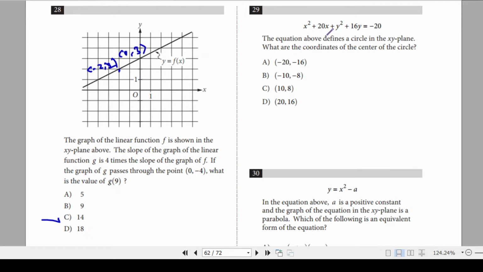I told you earlier, when we were doing the questions from Polish Panda, that we have to convert it into this form: x minus a whole square plus y minus b whole square is equal to r square. And this r will be the radius and this (a, b) will be the coordinates of the center. Okay, so we have to convert this whole thing into this form. So let's start with it.